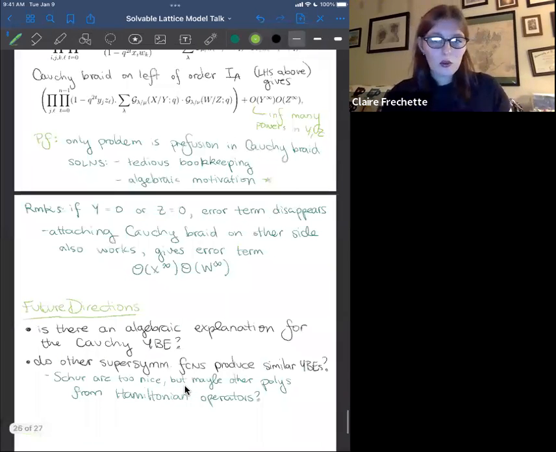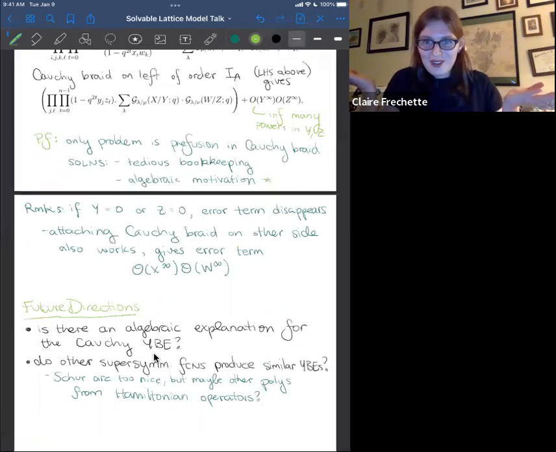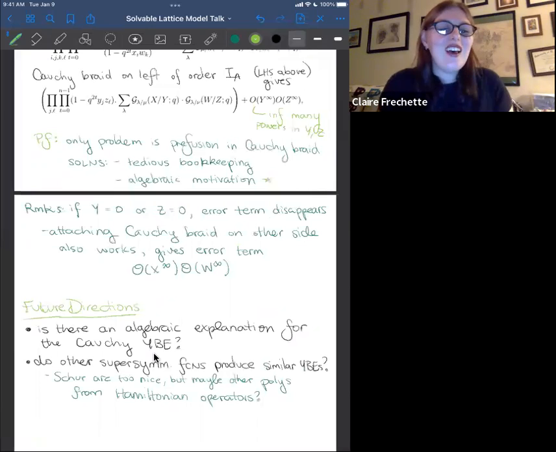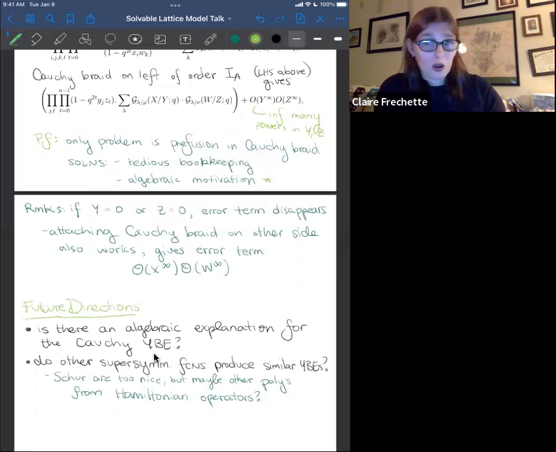So I'm going to end with the future directions I'm interested in on this project. The first being, where does this YBE come from? I'm very, very curious. And the second being, do other supersymmetric functions also produce YBEs with this kind of behavior? The supersymmetric Schur functions, as I mentioned, are way too nice for this to arise, but maybe other polynomials that come out of Hamiltonian operators might, and that may give us more traction on the first question.